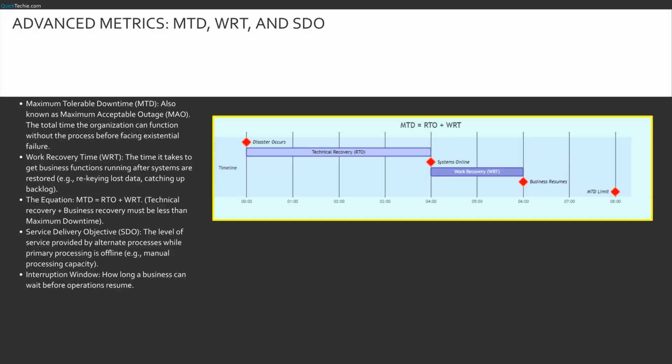This Gantt chart illustrates the formula MTD equals RTO plus WRT. The disaster strikes at 0-100. The blue bar is the RTO, the technical work to get systems online. It takes 4 hours. But we aren't done. The purple bar is the WRT, the business catching up. That takes another 2 hours. Business fully resumes at 6 o'clock. This is safe because our MTD limit, the red diamond, isn't until 8 o'clock. If the bars extended past 8 o'clock, the business would fail.